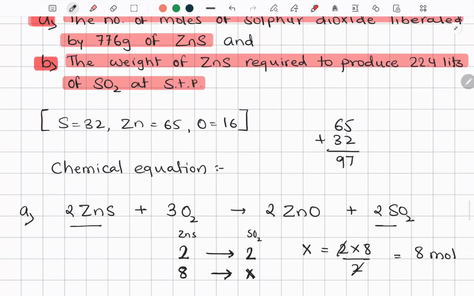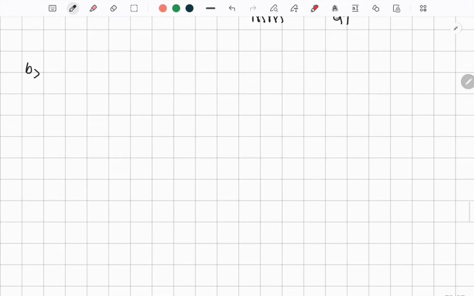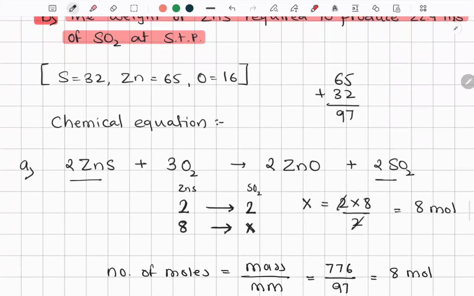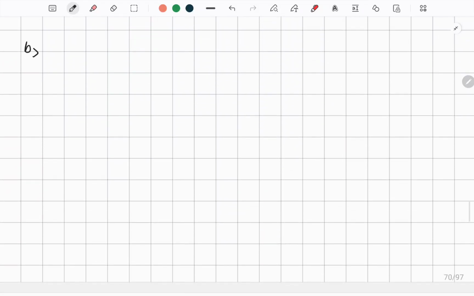Part B says the weight of zinc sulfide required to produce 22.4 liters of SO2 at S.T.P. Now basically, 1 mole is equal to 22.4 liters at S.T.P., right? Okay, so now let's see what they are saying. They are saying we have to calculate the weight of ZnS required. So let's write down the reaction again. 2 ZnS plus 3 O2 will give you 2 ZnO plus 2 SO2.